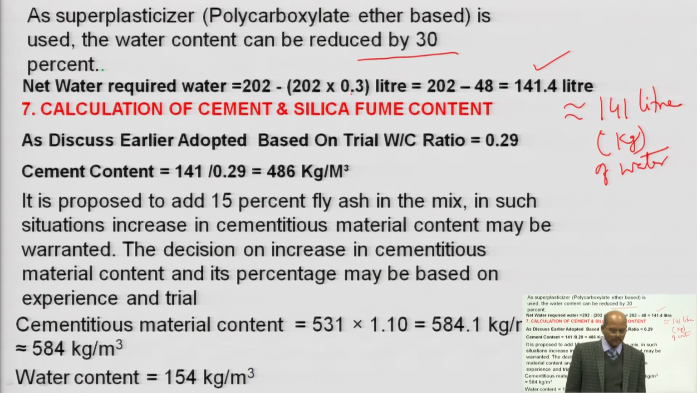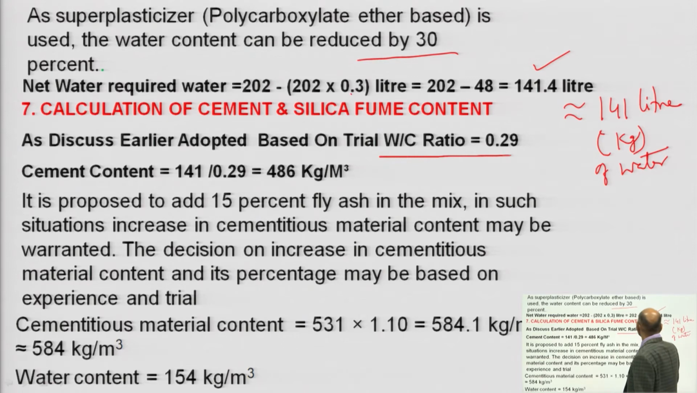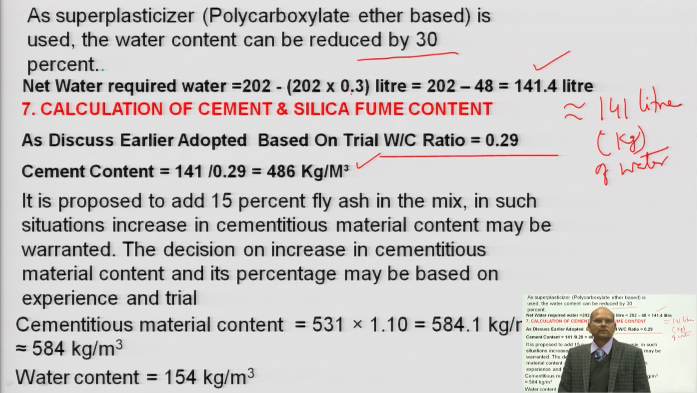Then we have to do the calculation of cement and silica fume content. Based on trial, a water cement ratio of 0.29 is required. So, here the cement content is 141 by 0.29. So, 486 kg per meter cube of cementitious material is required. 486 is required. So, it is proposed to add 15% fly ash in the mix.